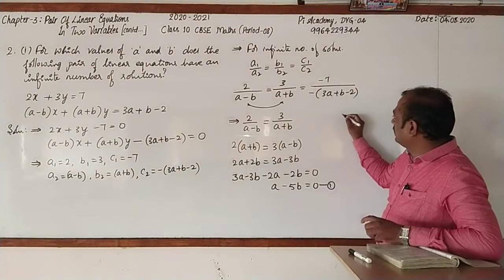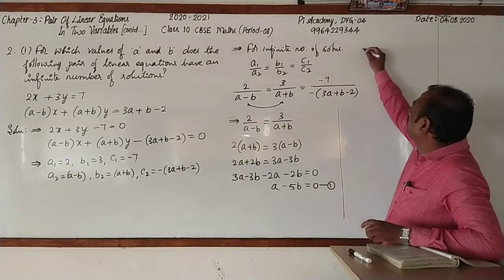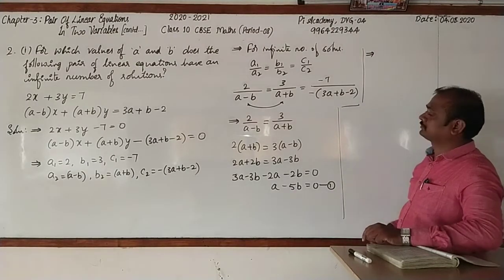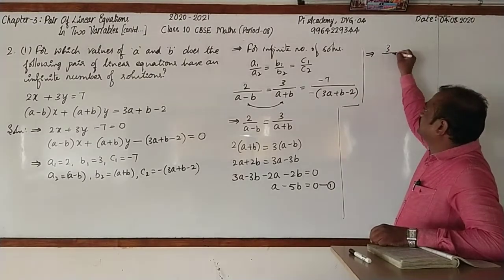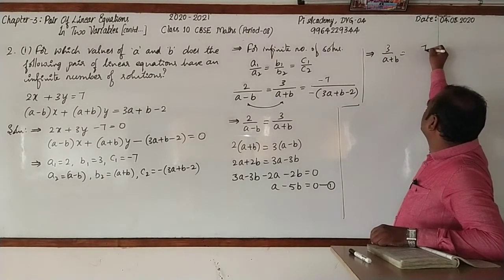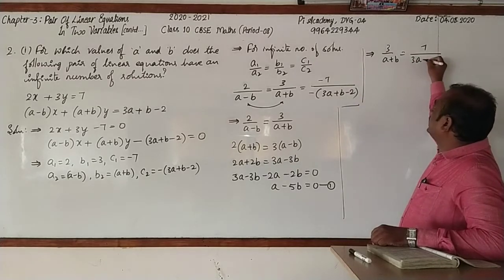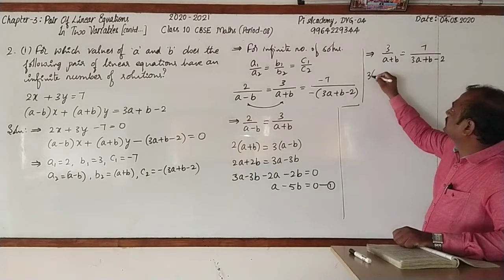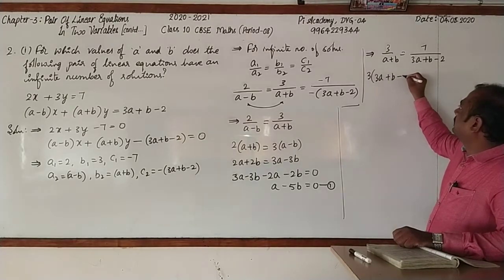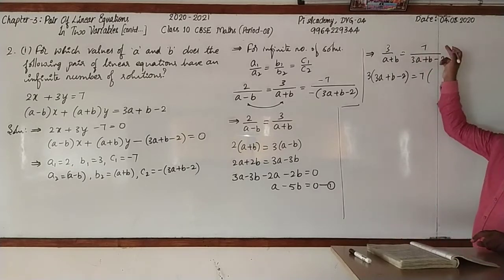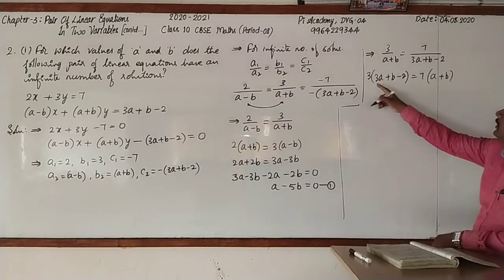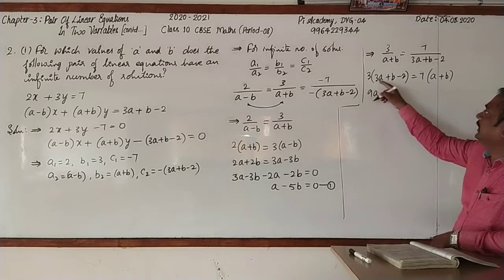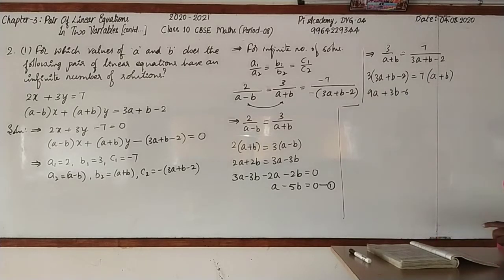Next, you may go for taking the next 2, or first and last, however you want. Here I'll write. It is 3 by (a plus b) equal to 7 by (3a plus b minus 2). Then go for cross multiplication. 3 into (3a plus b minus 2) is equal to 7 into (a plus b). Multiply. 3 3s are 9. 9a, then 3b minus 6. This is equal to 7a plus 7b.